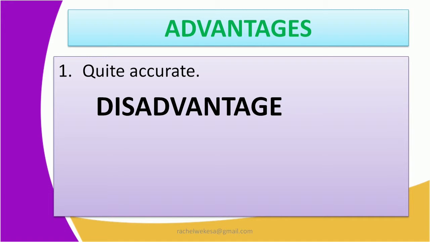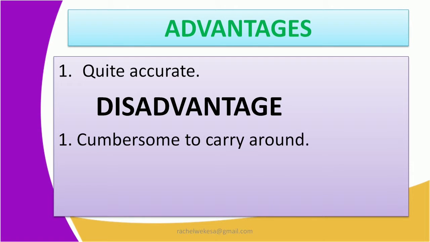Moving on to the disadvantages, one of them is that it is cumbersome to carry around. If somebody wants to measure atmospheric pressure of different places, it is going to become heavy to carry this mercury barometer around, because mercury is heavy and this whole instrument is going to be heavy.